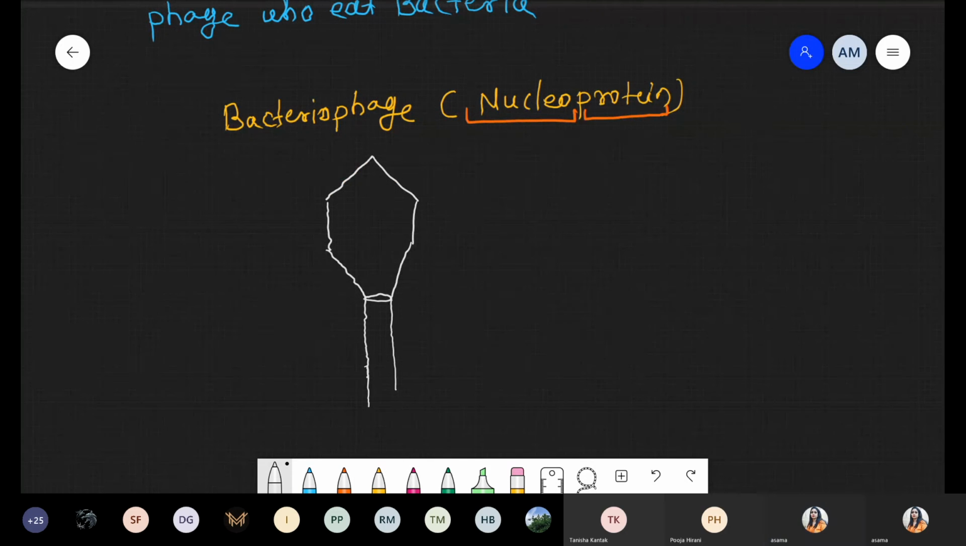Head. Now there is a presence of tail. So I'm taking a very simple structure because last year we have already seen it in detail. So I'm right now not taking that structure. Okay, so these are the tail portion. Now these are the structure of this bacteriophage.